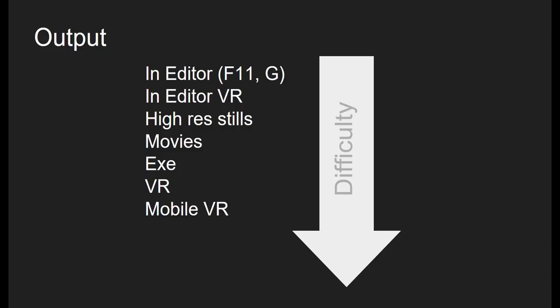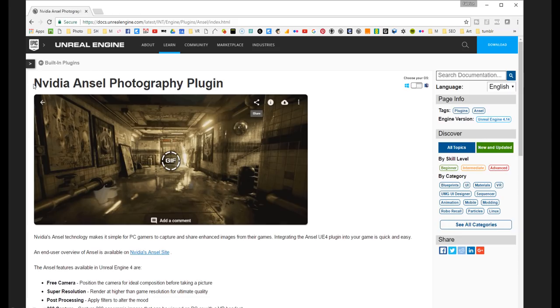And then we can do high-res stills. So for high-res stills, do look up the NVIDIA Ansel photography plugin. It lets you take pictures up to 60,000 pixels across. And you can put all sorts of 360 captures and everything.